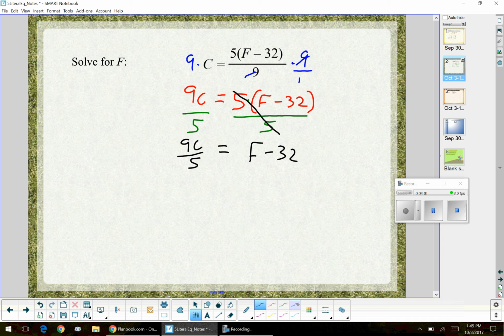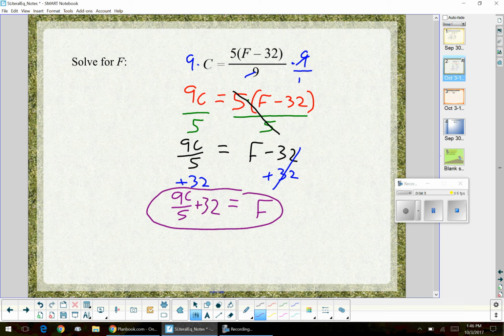Our last step here is I've got to get rid of that minus 32. Opposite of that would be, of course, adding 32. We do that to both sides. The 32's both cancel, and what ends up coming down is my F on the right. And over here, again, 9C divided by 5 plus 32. They're not like terms. Nothing I can do to combine them. They just come down as an addition problem. And that is where this problem ends. I know we're done because we have F solved for. It's over here on the right by itself.